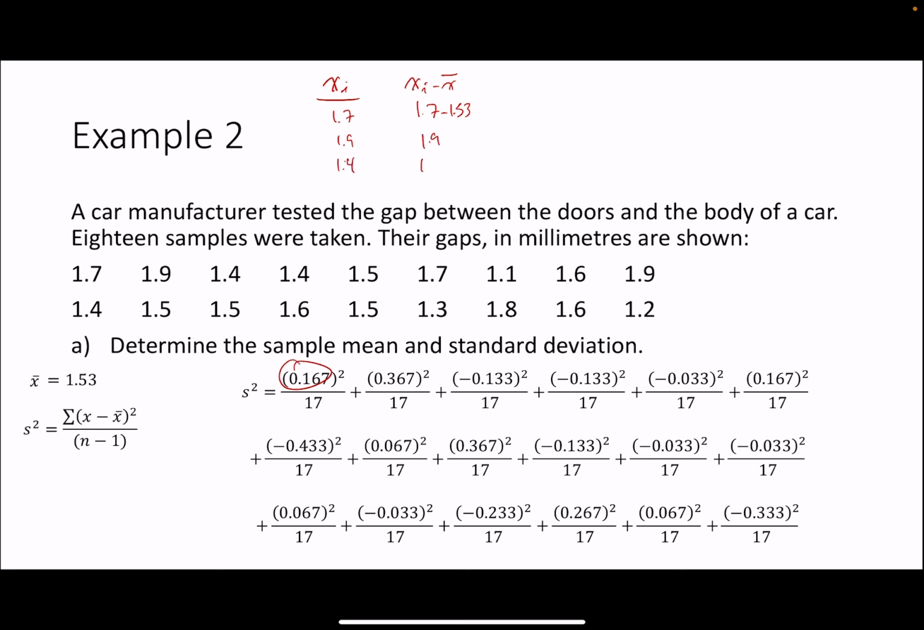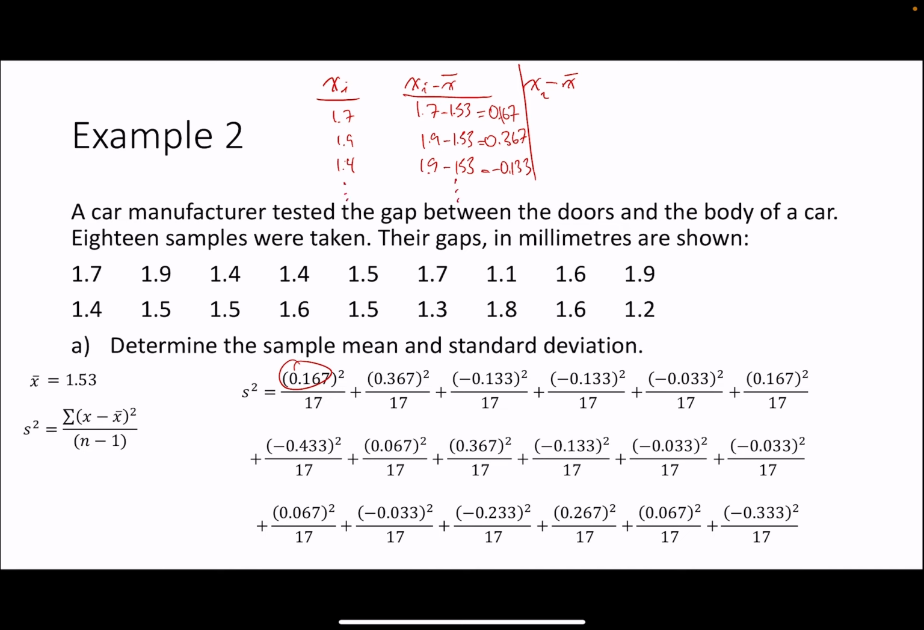1.4, 1.9 minus 1.53, 1.9 minus 1.53, right? Then I can do x minus, and that would be equal to 0.167, 0.6367 minus 0.133.